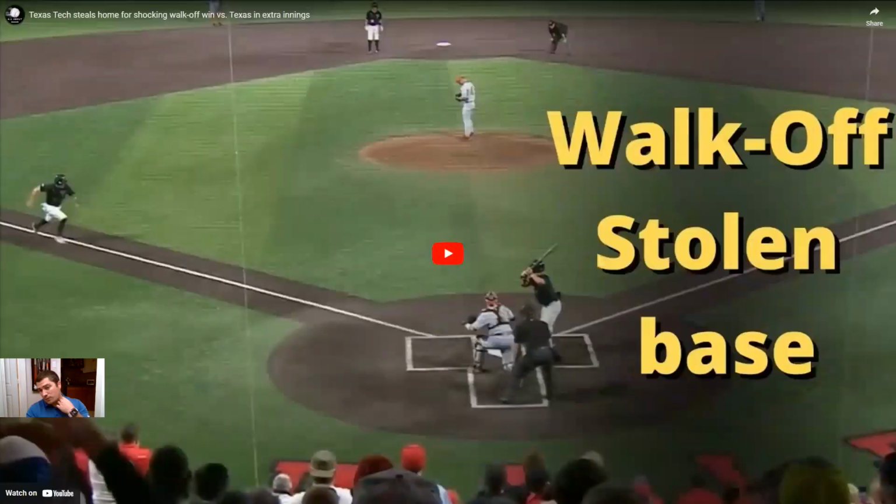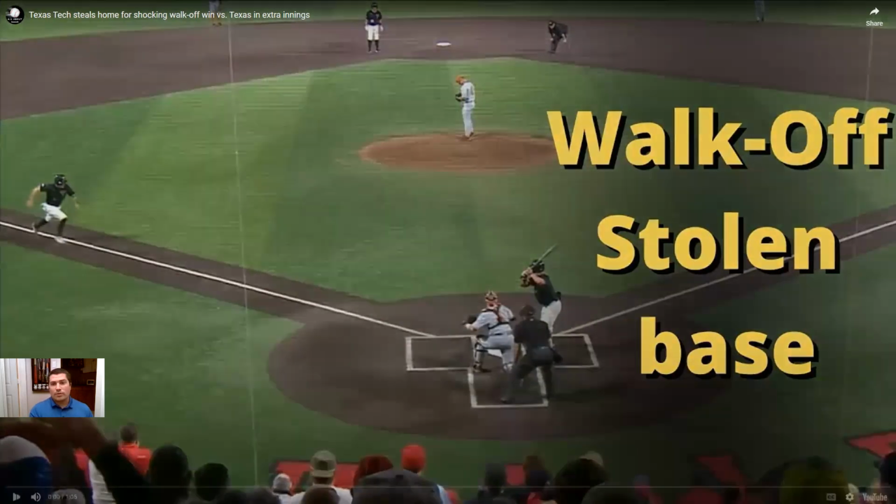Now this is for fun. And by the way, I'm just going to be 3 for 3 on Texas Tech videos. I didn't do this on purpose, but apparently Texas Tech is really good at stealing home. So this happened last season between Texas and Texas Tech. It's just a lot of fun. Scenario: bottom of the 10th inning, tie ball game, runner at third base.